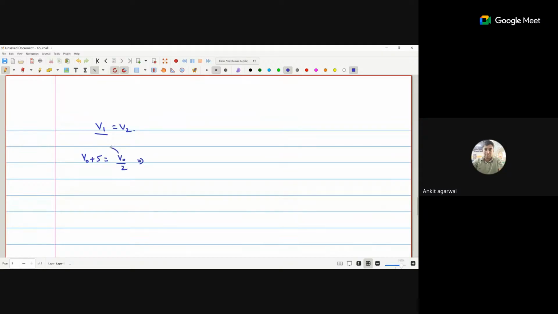So if I take this side, and 5 is this side, V naught minus V naught by 2 is equal to minus 5. So V naught by 2 is minus 5, that means V naught is minus 10 volt. That is question number 11.